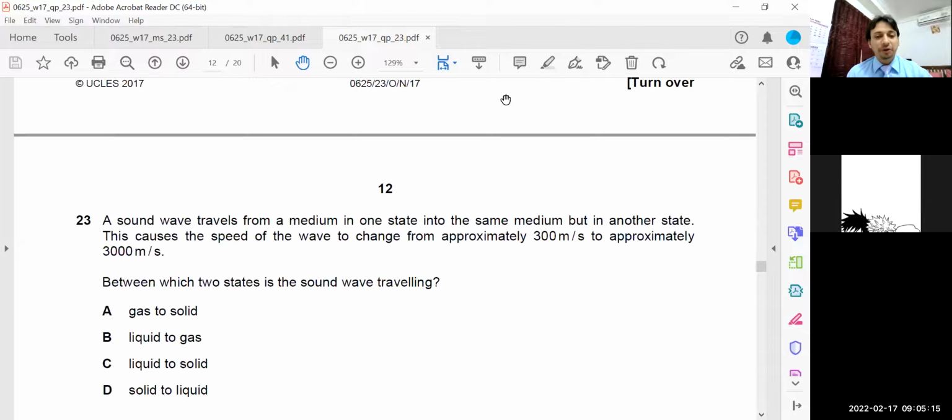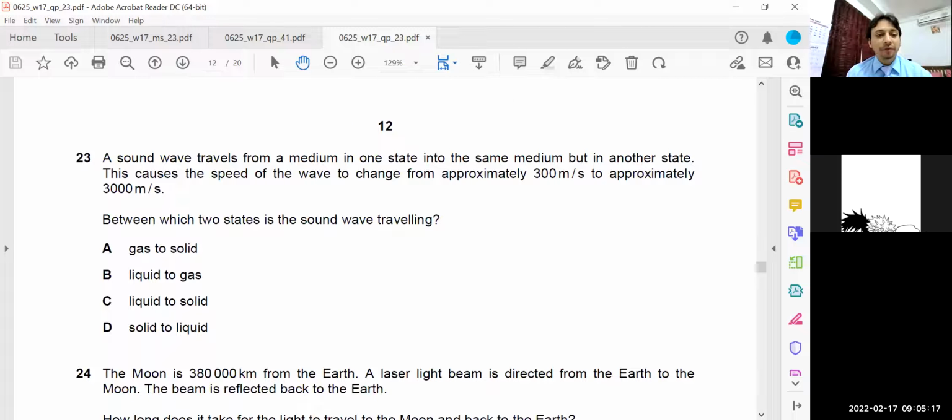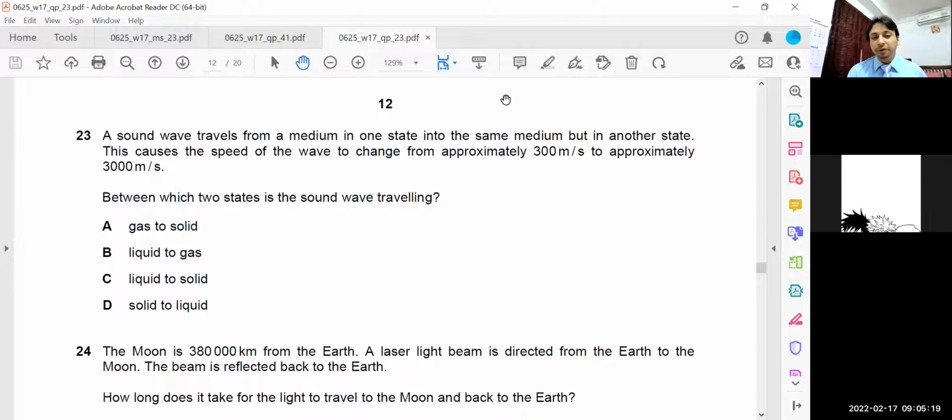Next question, children. Question number 23. A sound wave travels from a medium in one state into the same medium, but in another state. This caused the speed of the wave to change from approximately 300 meters per second to approximately 3000 meters per second. And between which two states is the sound wave traveling?